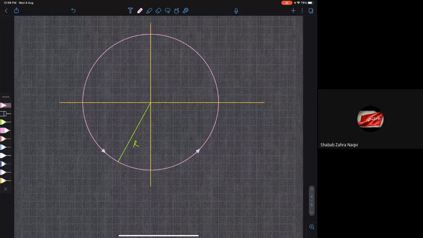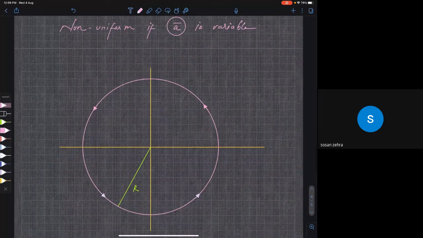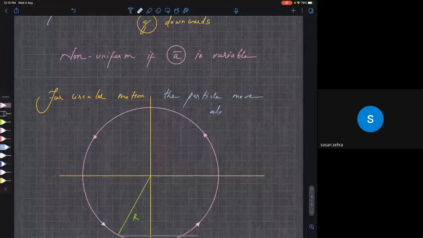And there are two kinds of circular motions. So for circular motion, what is the condition? The particle must move along a circle.